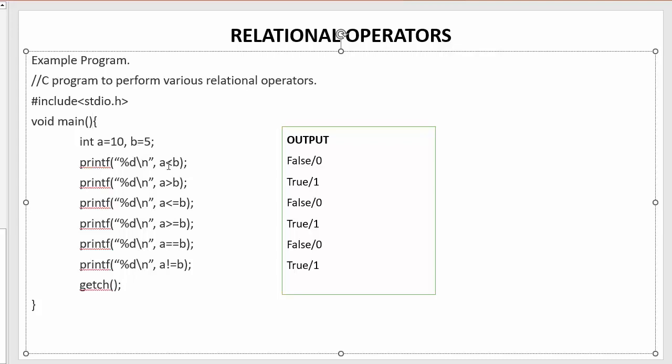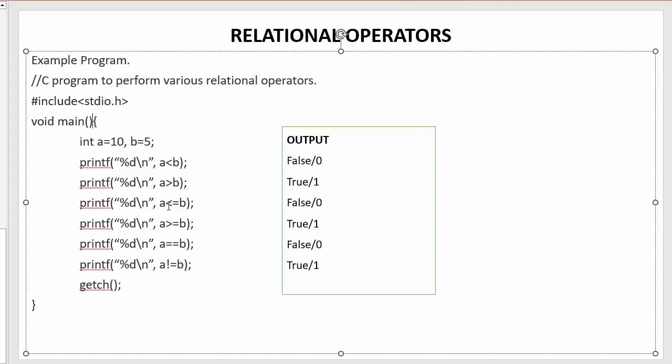Now I'm going to test the relational operation between operand A and operand B with the less than operator. printf %d \n comma A less than B. The value of A is 10, value of B is 5. Is 10 less than 5? No, 10 is not less than 5. That's why you will get 0 as an output, or false. And here I am going to check the greater than operator. Variable A holds the value 10 and variable B holds the value 5. Is 10 greater than 5? Yes, since 10 is greater than 5, we will get the output as true, or 1.